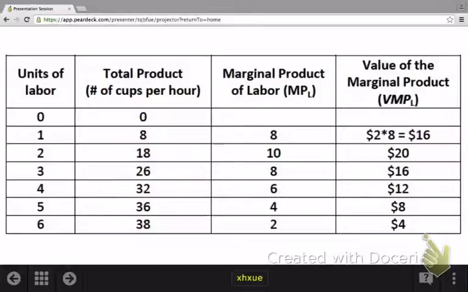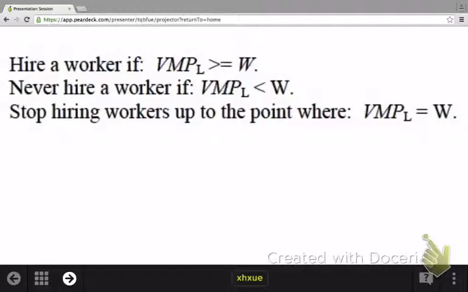We will never hire a worker if the value of the marginal product of labor is less than the wage. So we will stop hiring workers up to the point where the value of the marginal product of labor is equal to the wage. This will be the profit-maximizing hiring decision for any factor of production, not just labor, but also land and capital. The last unit of any factor is hired when the value of its marginal product is exactly equal to the marginal cost of hiring it. So here's that rule stated out.